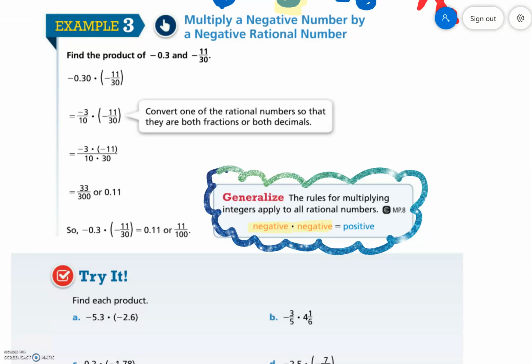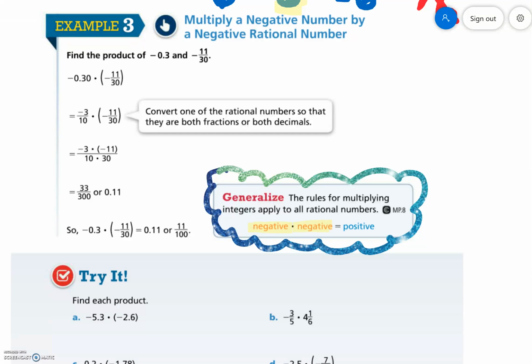So finding the product of negative 3/10 and negative 11 over 30, we have to do 2 things. We have to think about, okay, is the answer going to be positive or negative? So what is it? Positive. And then I also have a decimal and a fraction. So we have to decide whether we want to turn them both into decimals or both into fractions. But it really depends on our numbers. They turn them both to fractions, and I'll tell you why in a minute.